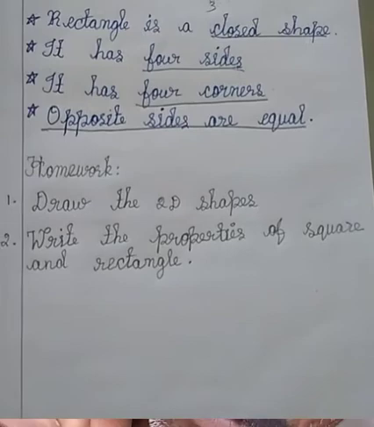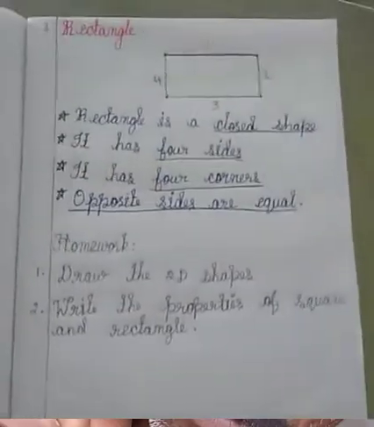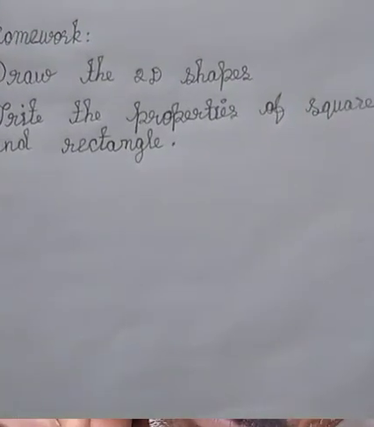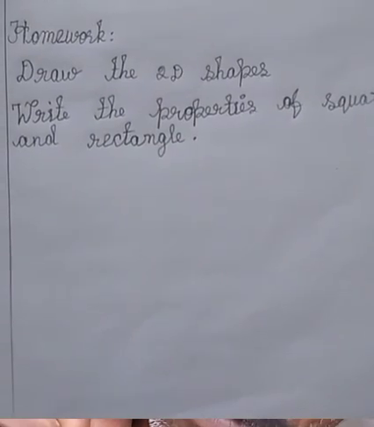Okay, I hope all are clear about the properties of square and rectangle. Your homework is to draw the 2D shapes and write the properties of square and rectangle. Write the homework neatly and send it.